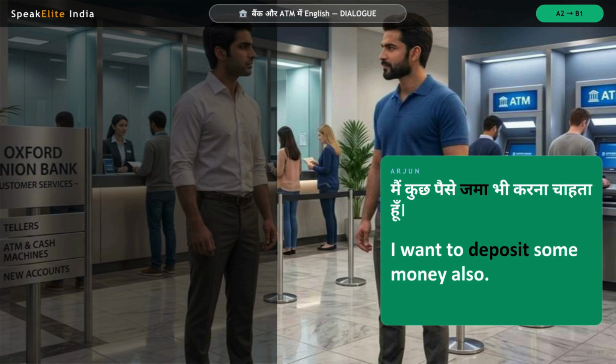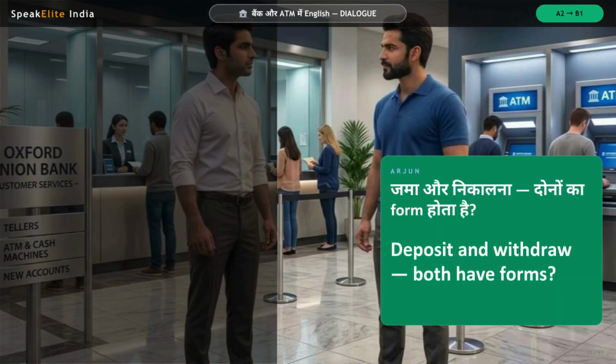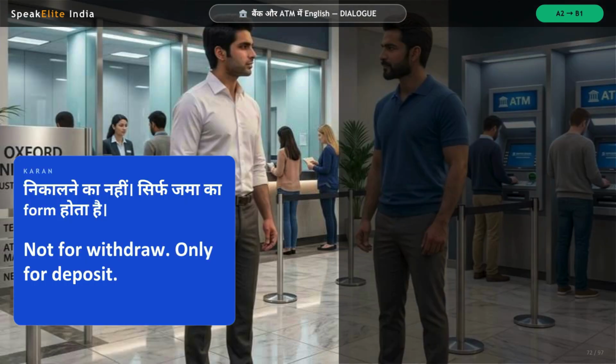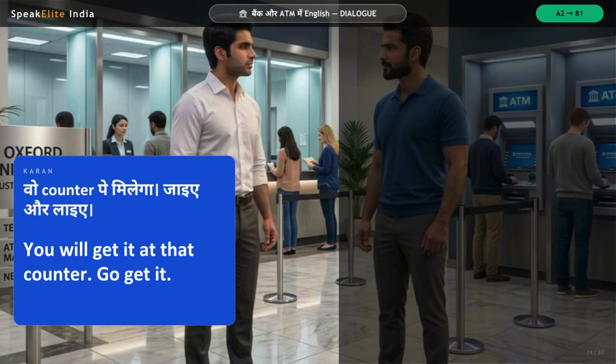I want to deposit some money also. For deposit, you need to fill a form. Deposit and withdraw both have forms. Not for withdraw, only for deposit. Where I will get the form? You will get it at counter. Go get it.